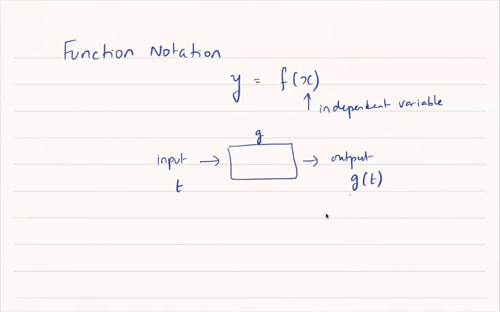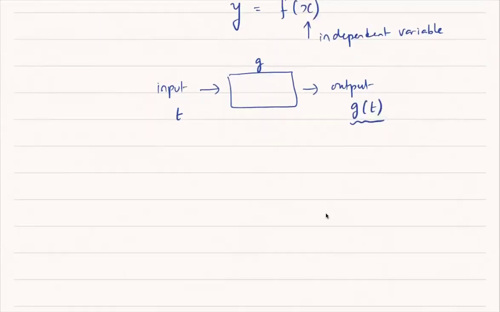So what this g of t says is that it is not g multiplied with t. It just represents the fact that the output of this function is given by g of t, and this function receives t as its input, where t has anything that is in the domain of that function. So this is how we represent a function model.